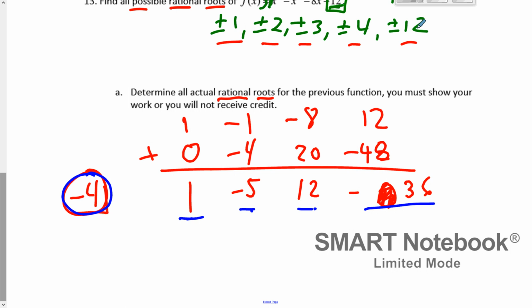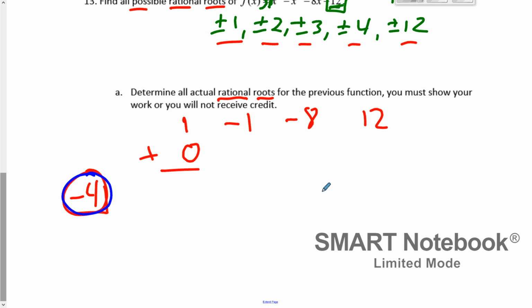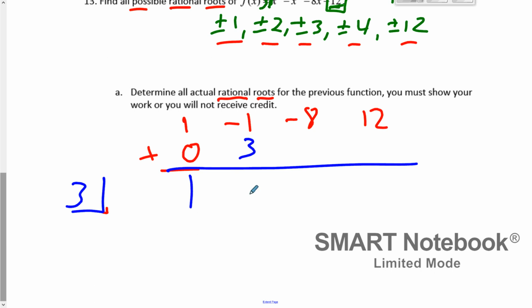Okay, and then let's do a positive 3. So I'm going to erase those, and then we're going to do a positive 3, because I want to show you something. So 1, 3, 2, 6. Positive 3. Okay, maybe a positive 4 will work. That's okay. Negative 2, negative 6, and 6. All right, so that doesn't work.